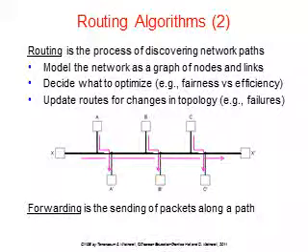Routing is the process of discovering network paths. In other words, how or where are you going to be sending this? Model the network as a graph of nodes, decide what to optimize, and then update the routes for changes in topology. Forwarding is the sending of packets along that path. Distinguish routing from forwarding.